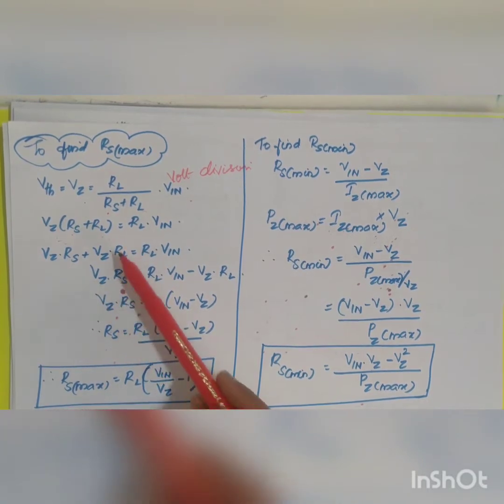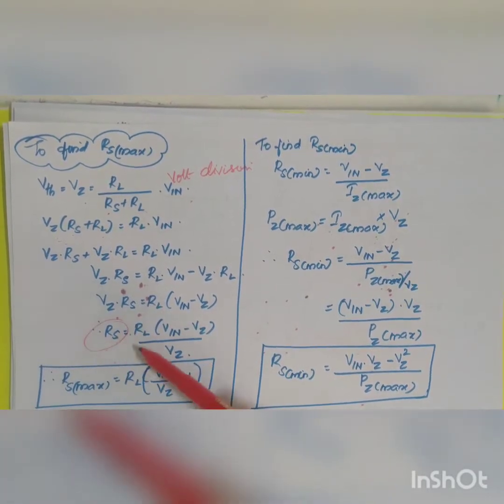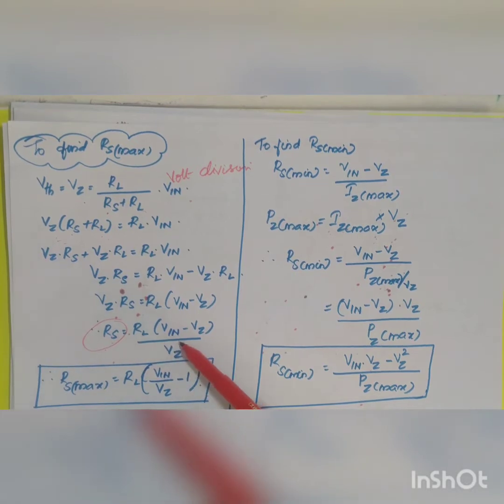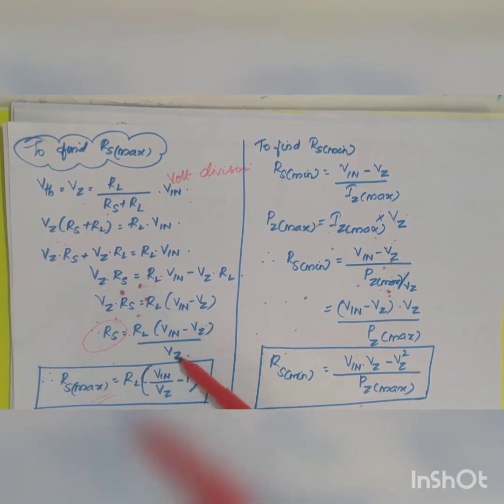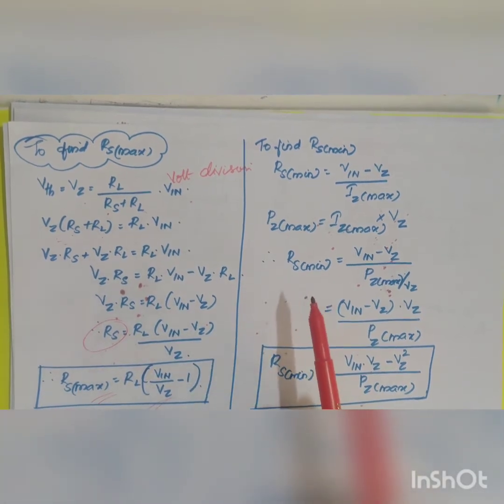Now you have to separate. What is your aim? You have to find out RS max. So RS max is equal to RL into Vin minus Vz divided by Vz. So I can write that RS max is equal to, Vz gets cancelled and you will get 1, RL into Vin divided by Vz minus 1. So this will be your RS maximum value.